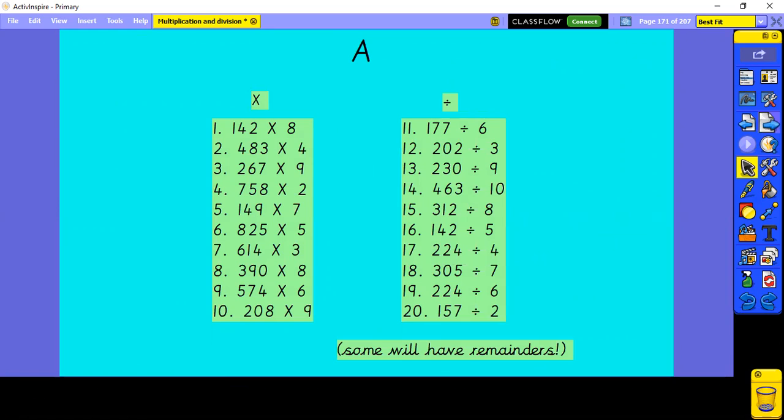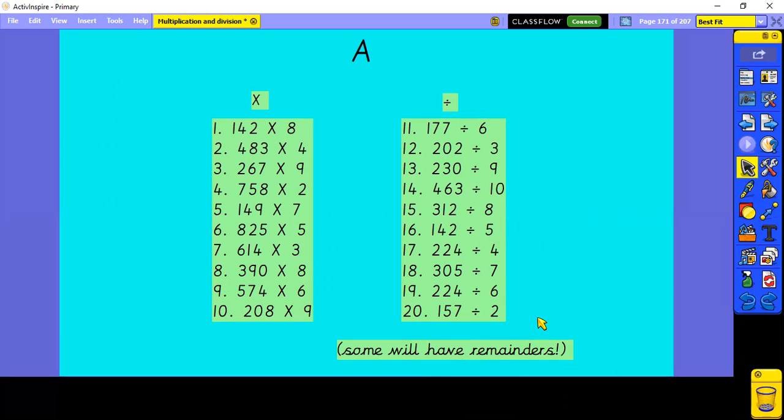Okay, Year 5. So these are the set A questions for today. You have 10 for multiplication and some for division. And I just want to say that the division questions will have some remainders. So if you think, oh, I'm getting a remainder, I'm not doing that correctly, you probably are, because there are some remainders in the answers.